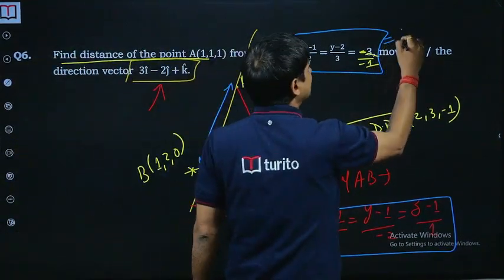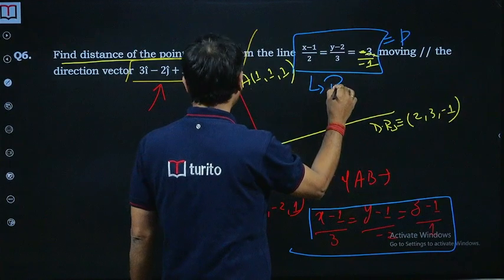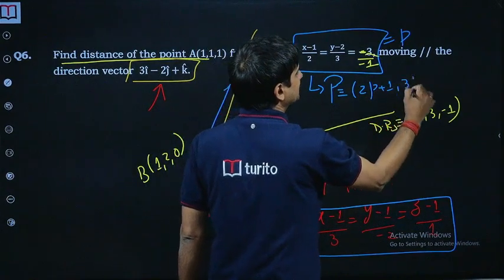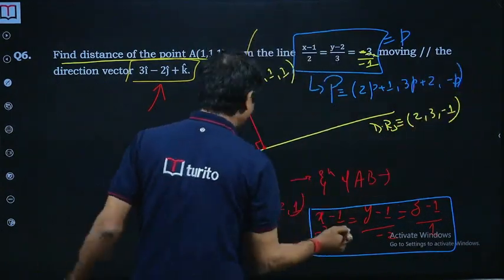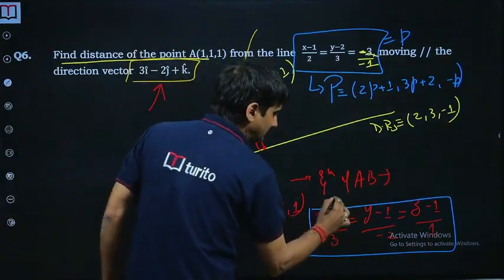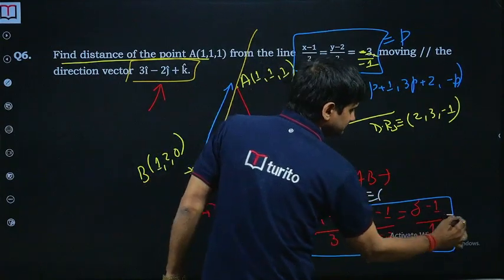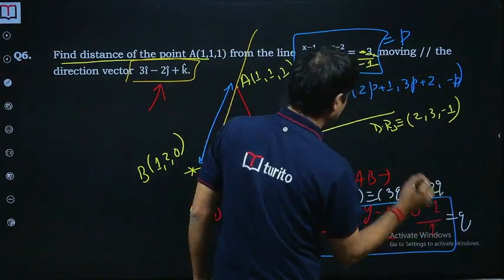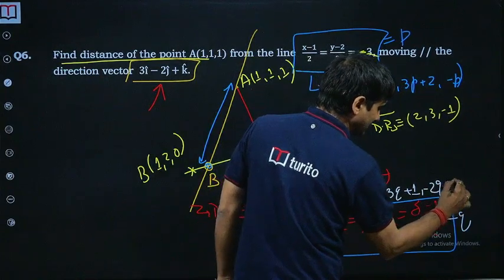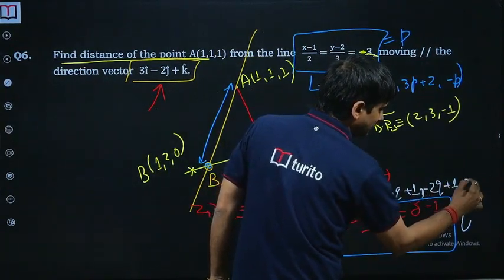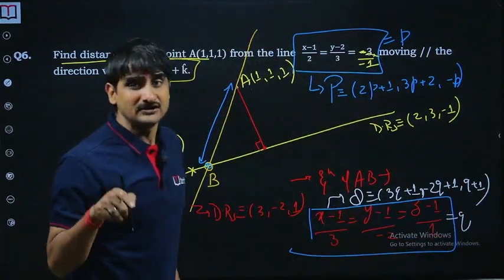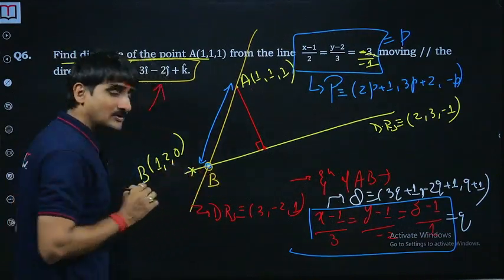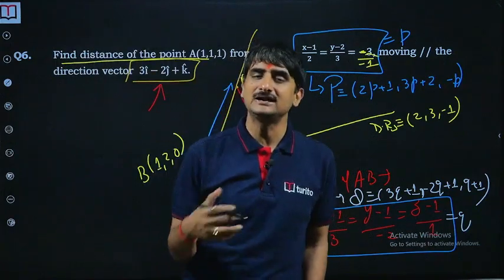So we will assume a point in terms of P here, any point: 2P plus 1, 3P plus 2 and minus P. And any point on this line here will be in the form, so let's say Q will be 3Q plus 1, minus 2Q plus 1, and then Q plus 1. Now if at all there is a point of intersection, that means that is a common point for both the lines. So that's the common point which we are claiming. Is it there or not? That we will see later.